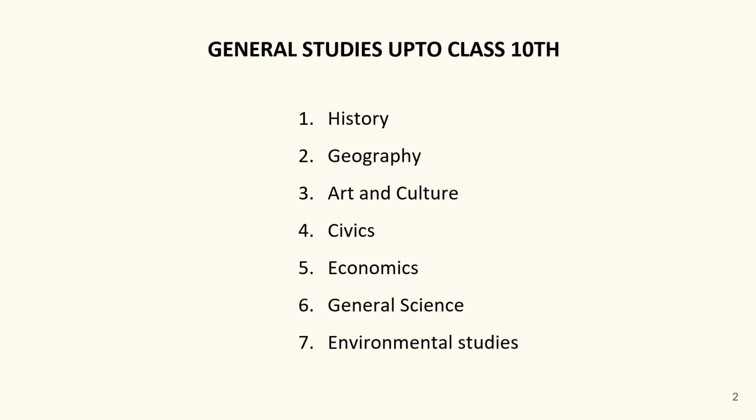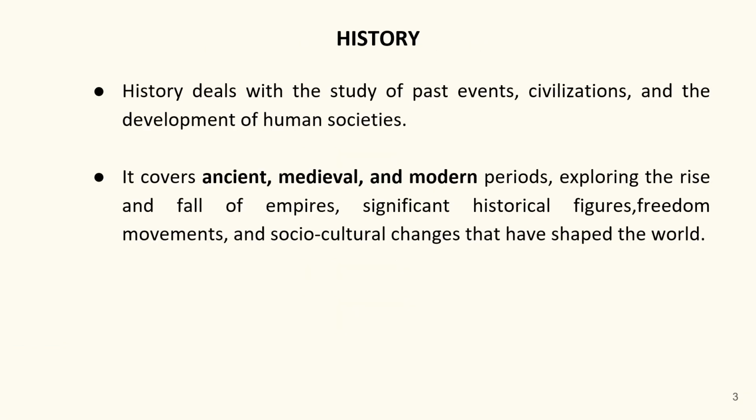First one is history, second one is geography, third one is art and culture, fourth one is civics, fifth one is economics, sixth one is general science, and seventh one is environmental studies. So we will learn about them one by one, starting from history first. The first question is, what do you mean by history? If someone asks you, what do you mean by history?